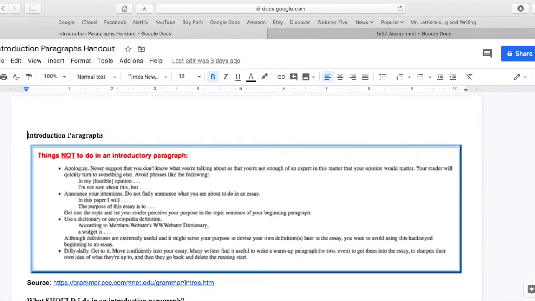Yesterday we dealt with thesis statements, MLA format, and what this essay was even going to be about. Today I'm going to transition us into introductions: introduction paragraphs, what to write in them, what I'll be expecting for your introduction paragraph, and what your assignment for today is going to be.